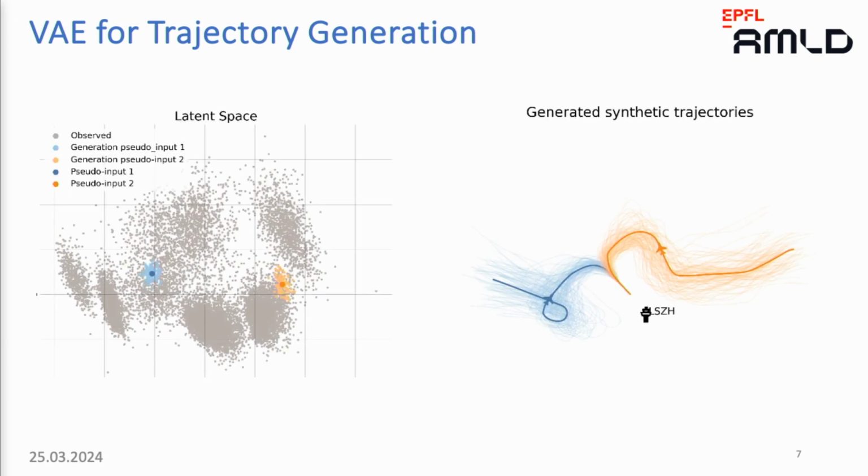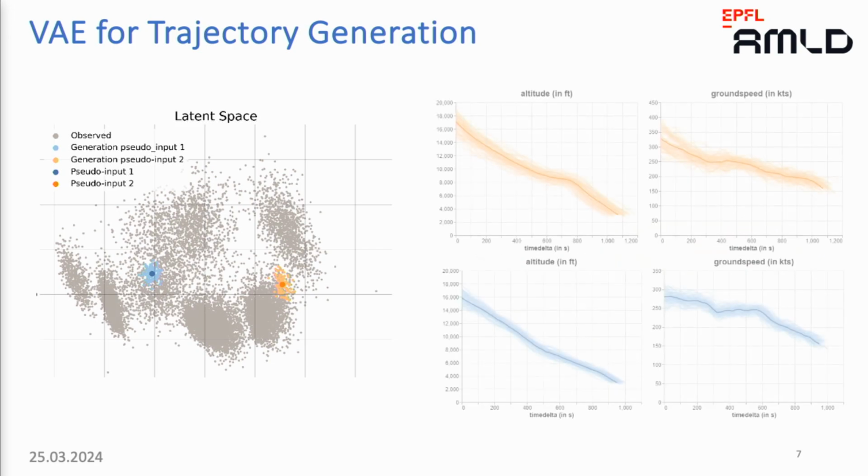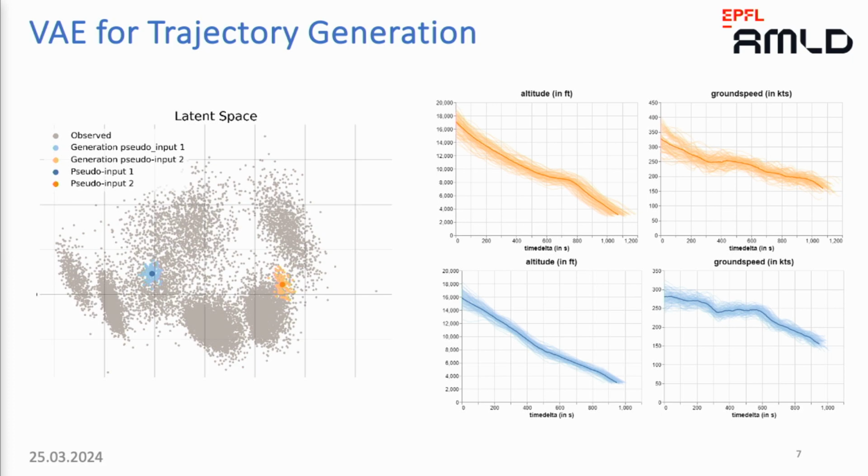So on the left, we have the latent space, or the two-dimensional representation of the latent space, and I have generated two specific components of my prior distribution. I have decoded those sample points, and you have on the right some synthetically generated trajectories for two very different regions of my latent space. So we have two very different behaviors of generated trajectories. Those are the lateral shapes, and those are the altitude and the ground speed profiles.